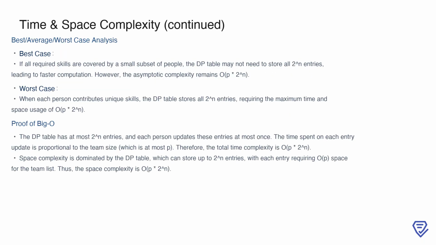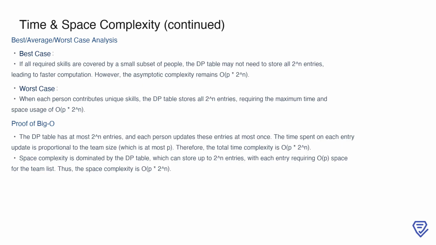Finally, let's analyze the best, average, and worst cases for this solution. In the best case, all required skills are covered by a small subset of people, which means the DP table may not need to store all 2^n entries. While this can lead to faster computations in practice, the asymptotic complexity still remains O(p*2^n). In the worst case, where each person contributes unique skills, the DP table must store all 2^n entries, resulting in the maximum time and space usage of O(p*2^n).